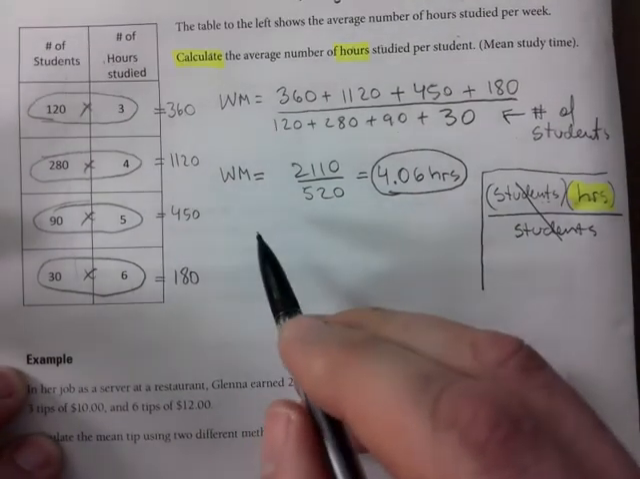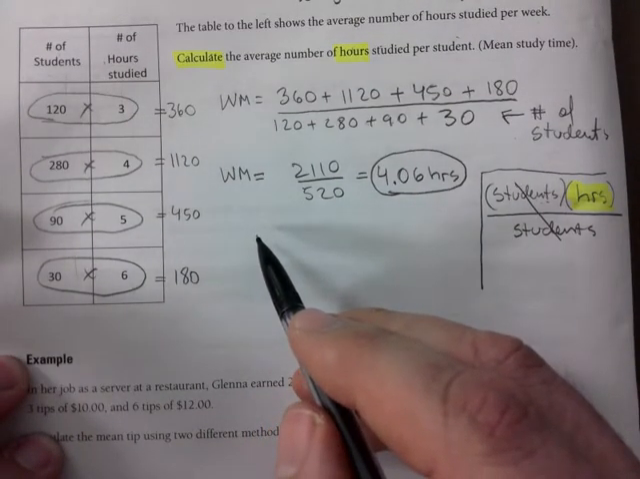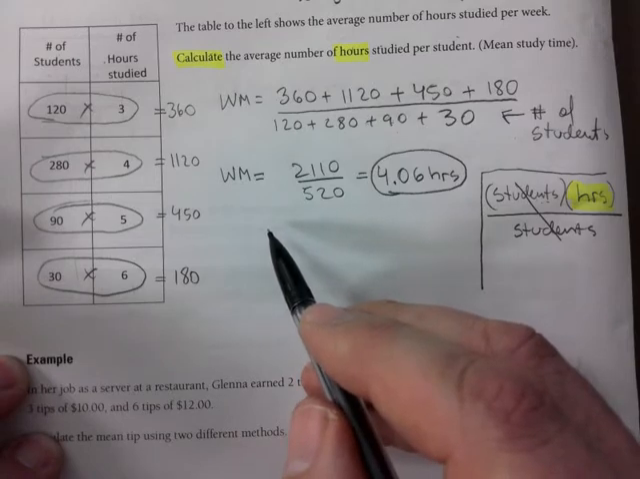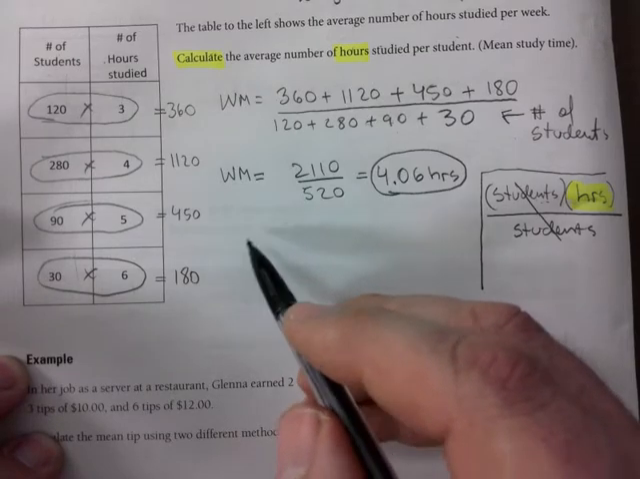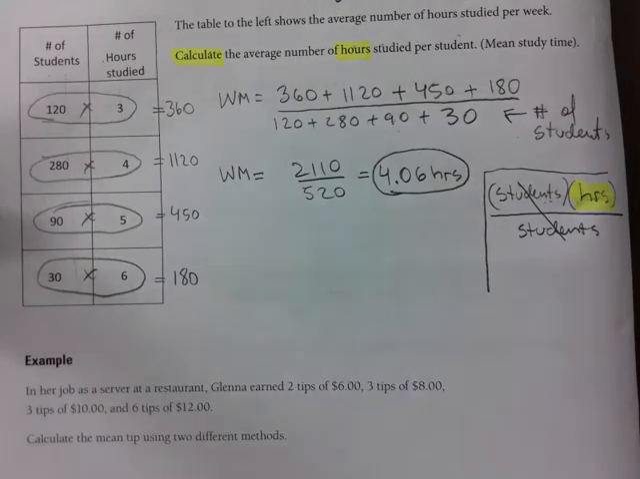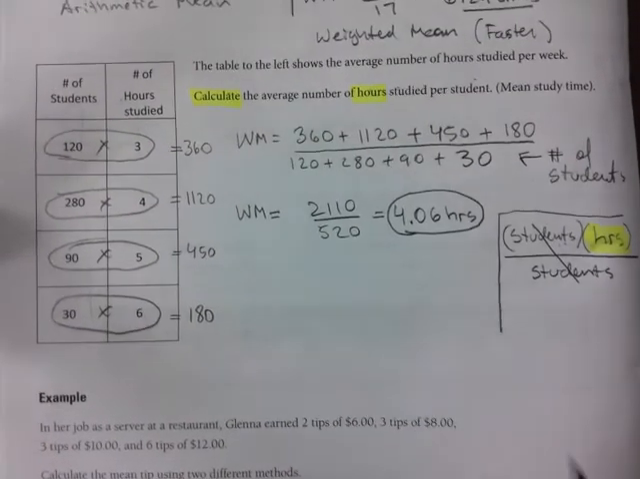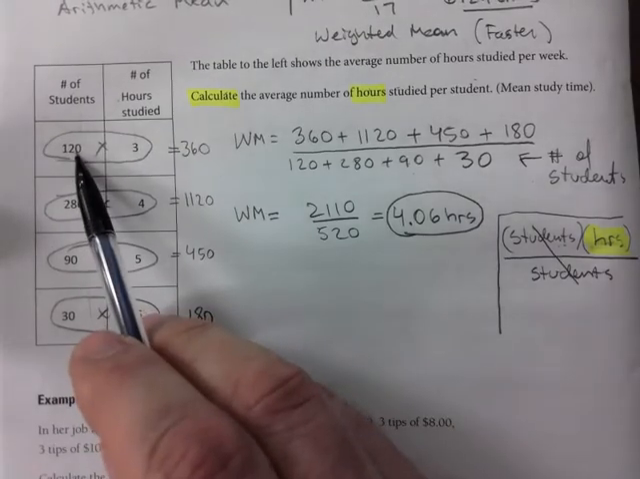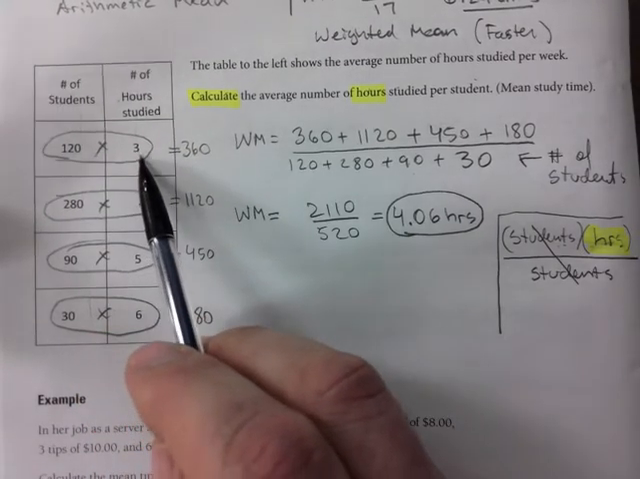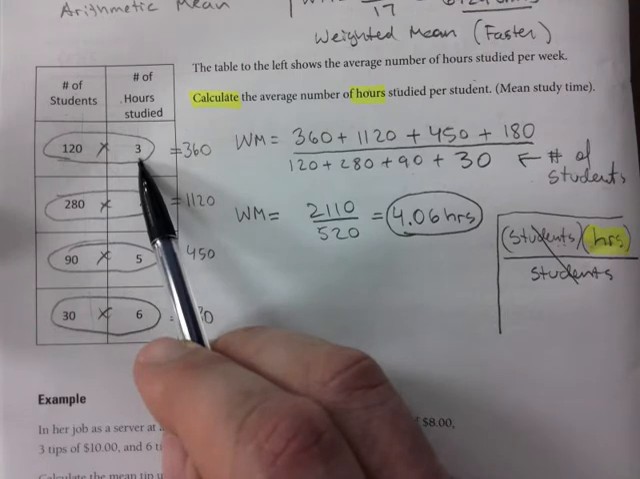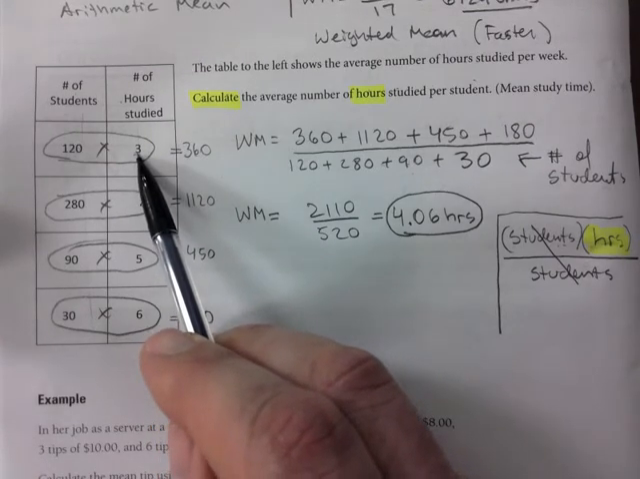And I want to say this. I need you to understand it. Otherwise, I don't want to just teach you stuff, like, oh yeah, it's always this way. What am I doing? Think about it this way. 120 students said that they studied 3 hours. So can you imagine adding 120 times? You don't want to do that.